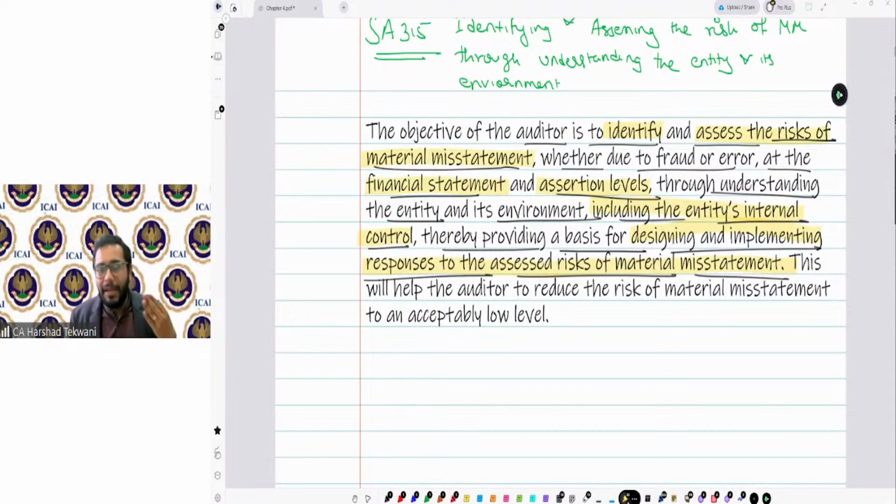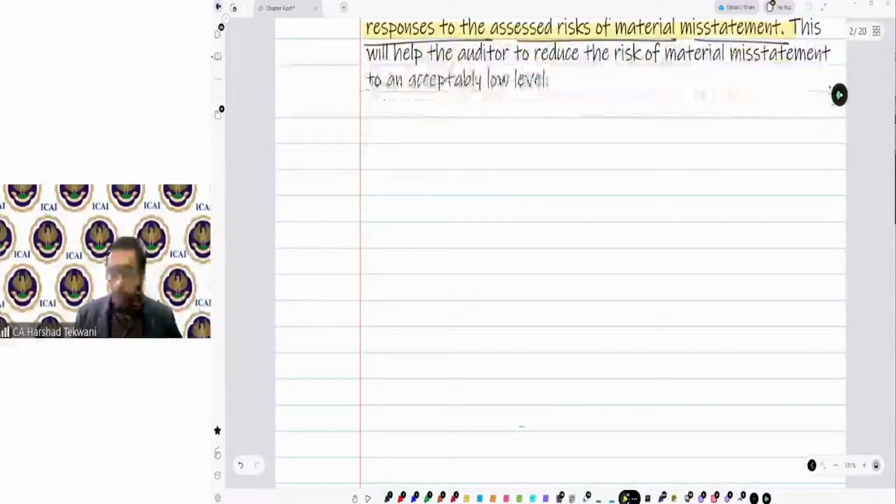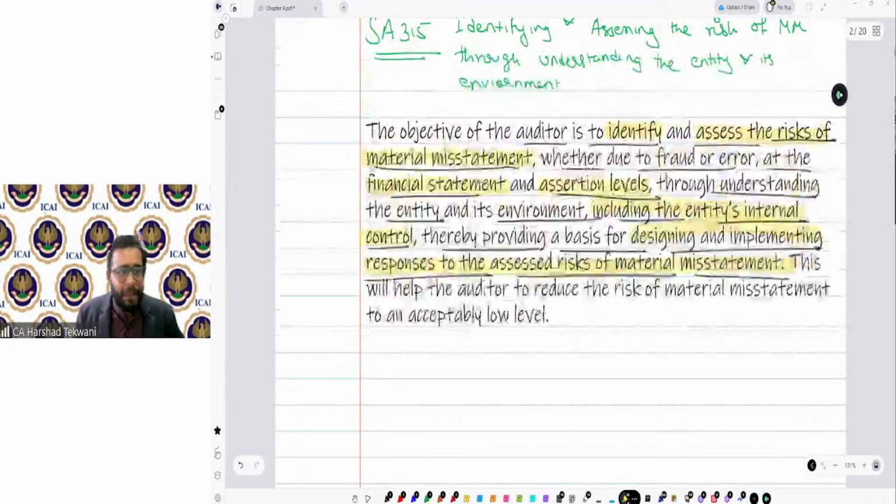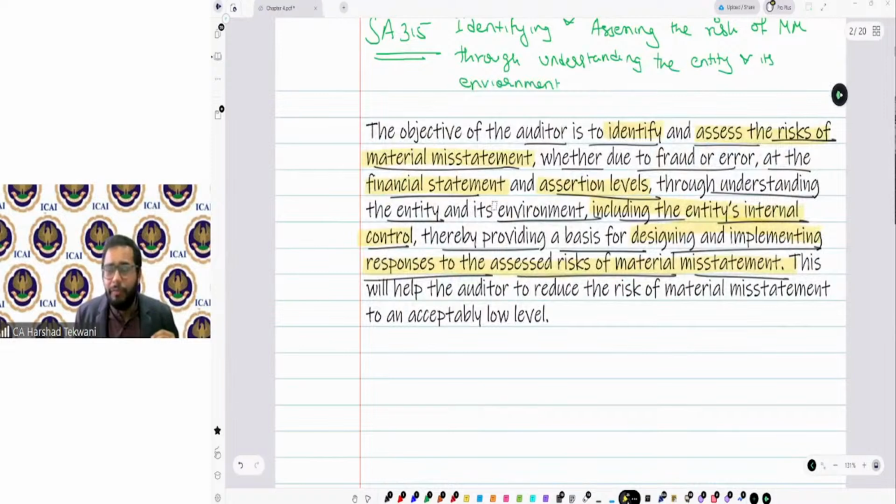We'll see one by one the requirements of the SA, and we'll see what we have done also. When I talk about identifying and assessing the risk of material misstatement, how do we need to do that? As per the standard, we need to identify and assess the risk of material misstatement through risk assessment procedures.